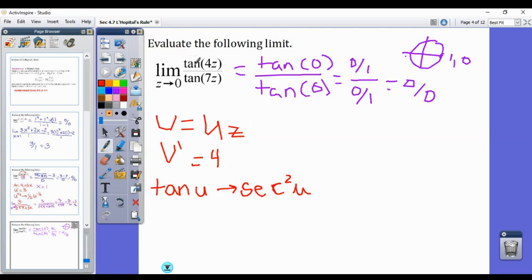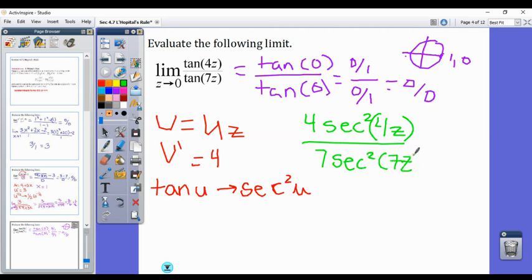And so then the bottom is going to do the same exact thing, except it's going to be 7 instead of 4. All right, so let me write all that down. So my numerator is 4 secant squared 4z, and my denominator is 7 secant squared 7z. All right, and we're evaluating this limit as z goes to 0.